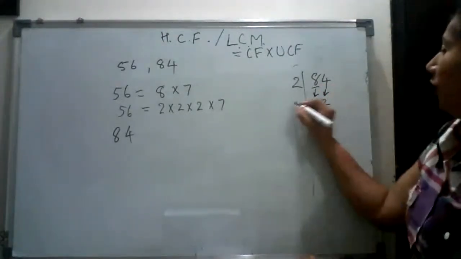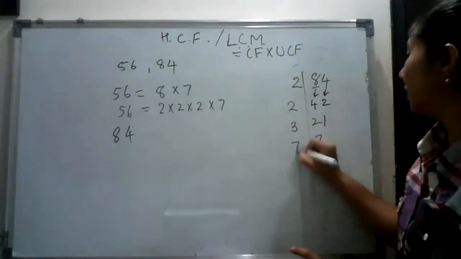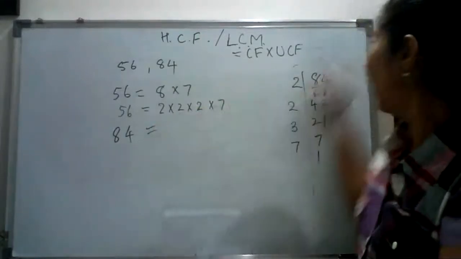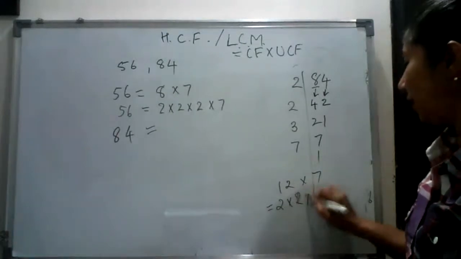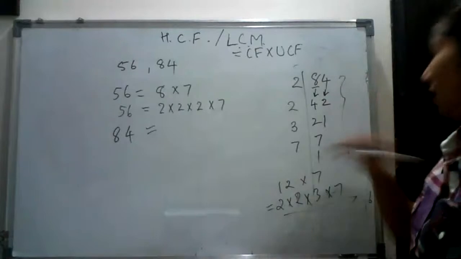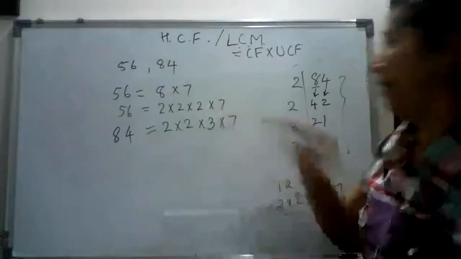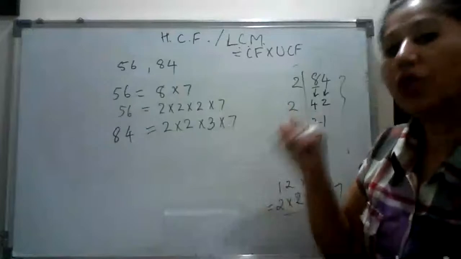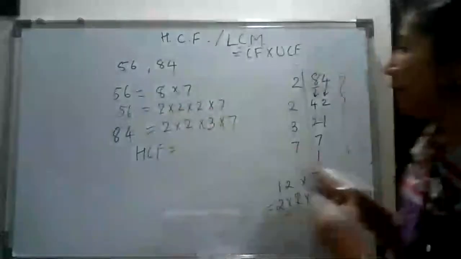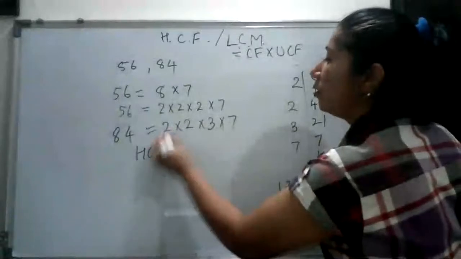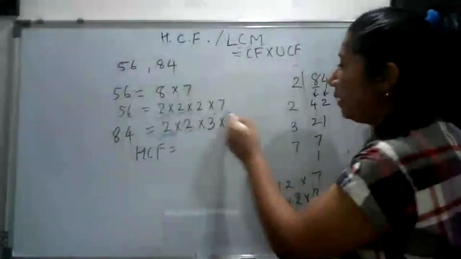What we do: half of 84 is 42, half of 42 is 21. Now 21 is an odd number, so I should go with 3 and 7, 7 threes are 21. And I know indirectly also, like 12 sevens are 84, and 12 could be written as 2 into 6, and again 6 is 2 into 3, so I get it in one step. So 2 multiplied by 2 multiplied by 3 multiplied by 7. Now look for the highest common factor, which means we have to find all the common factors. Let's underline it. Which ones are there? This is one of yours, and there is a 2.